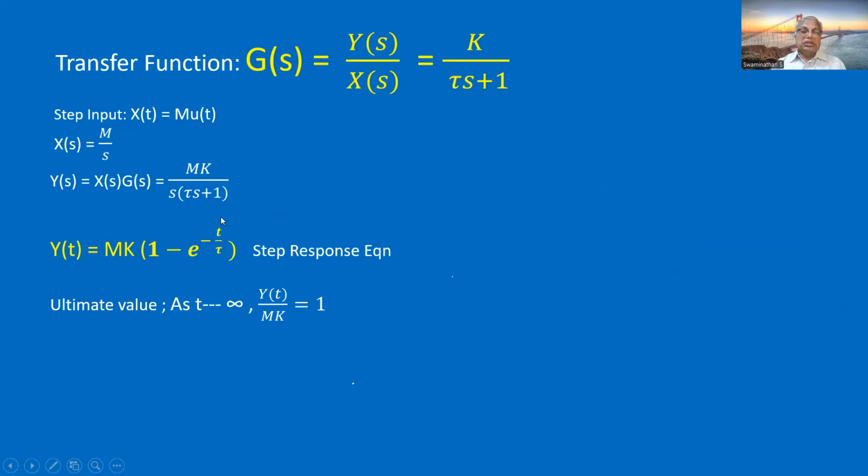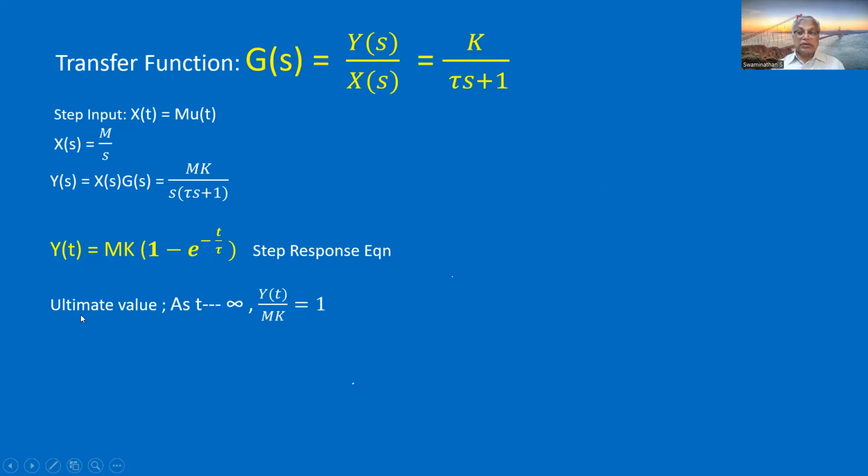Now, if you substitute t equal to infinity in this equation, as t tends to infinity, what will be the value of this equation? The value of y(t) will be equal to MK. This term becomes 0. So y(t) equals MK, or y(t) by MK equals 1 as t tends to infinity.